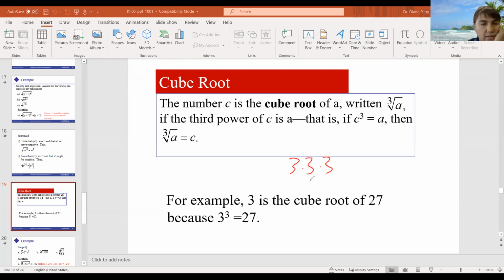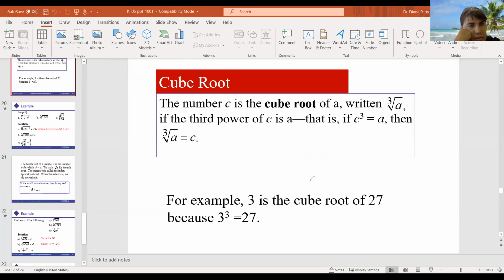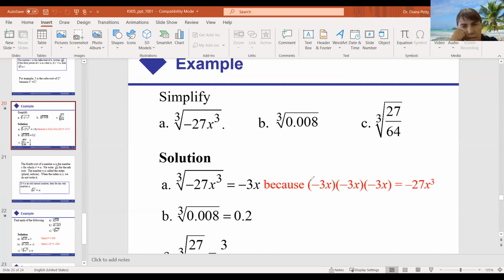In your calculator, we'll do the calculator probably for this, for practice. Next one. Okay, let's look here. So, cube root of negative 27 x cubed. What you need to do here, I'm writing it right here. The negative is not worrying me.